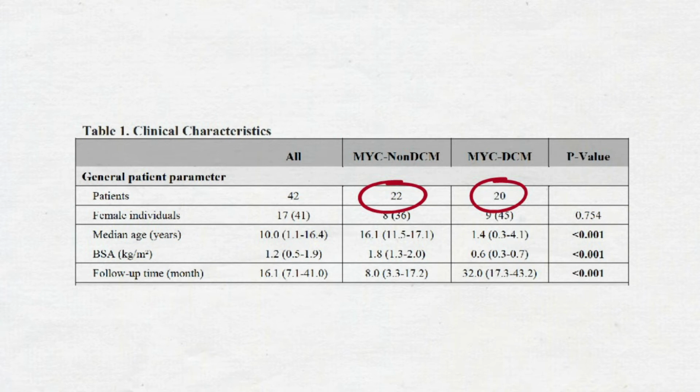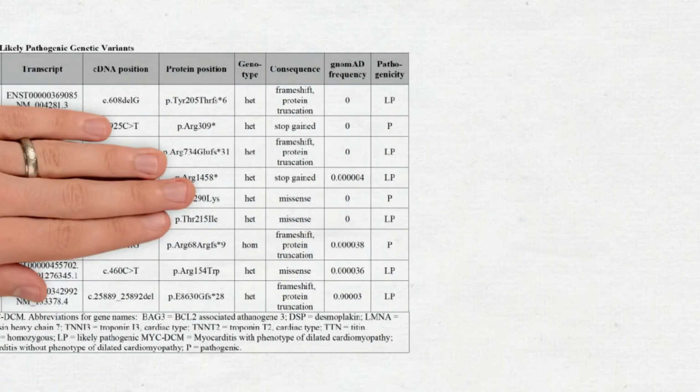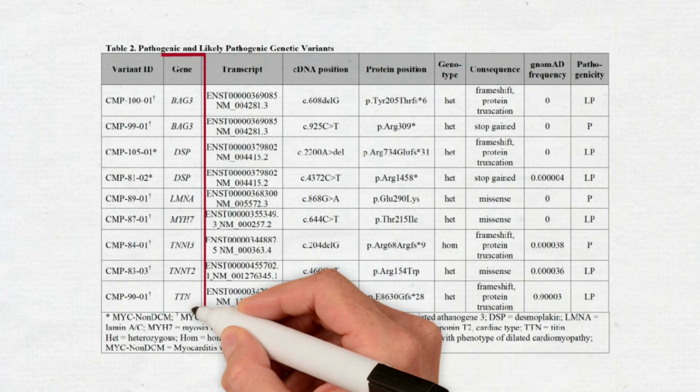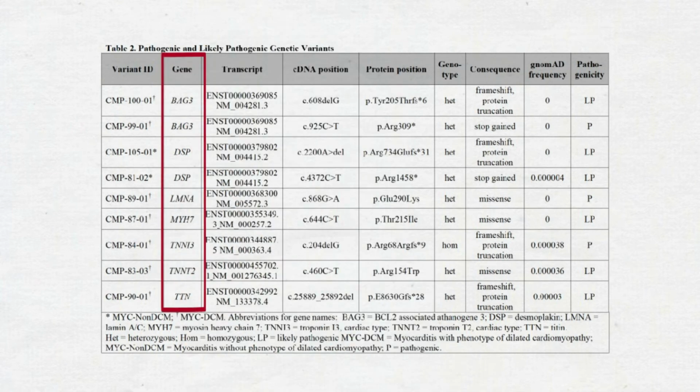58% with DCM. Patients presenting with DCM were younger and presented with heart failure syndrome versus non-DCM myocarditis presenting with chest pain. 22% of patients were positive for a pathogenic or likely pathogenic variant in a DCM gene, and 13 VUSs were identified. Of these, 7 out of 20, 35%, were in myocarditis cases who presented with DCM, versus 9% without DCM. Genes included BAG3, desmoplakin, lamin A, troponin I3, troponin T2, and titin.